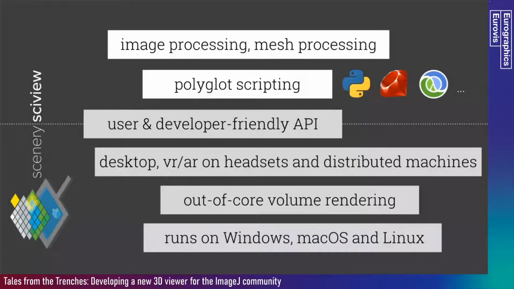To go a little bit more into the division between the two packages, SciView is responsible for all the image processing and mesh processing done and provides polyglot scripting. So you don't need to actually dive into Java or Kotlin if you want to use or extend SciView, but you can use a REPL or scripting environment to control or augment it with Python or Ruby or Clojure or all the scripting languages supported by the SciJava scripting environment. Scenery and SciView share a user and developer friendly API, and Scenery brings into the mix the support for desktop and VR/AR headsets on and distributed machines. And of course the out-of-core volume rendering I was already talking about, and the cross-platform capability to run on Windows, macOS and Linux.